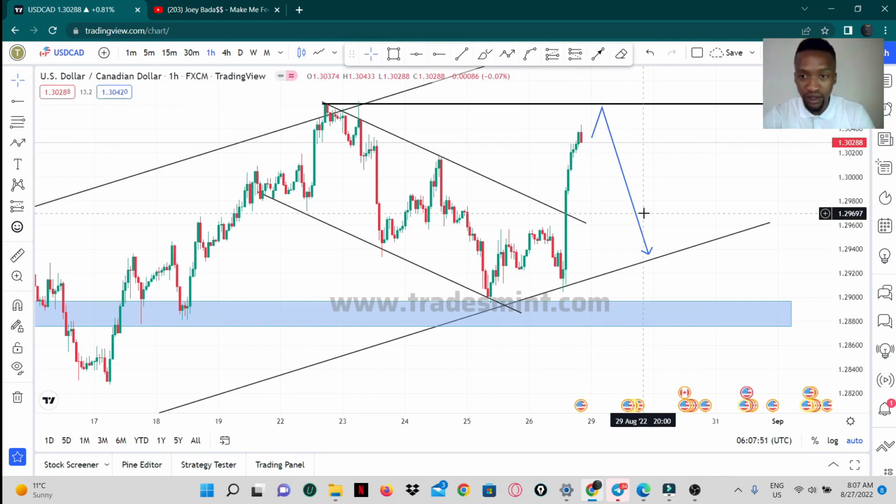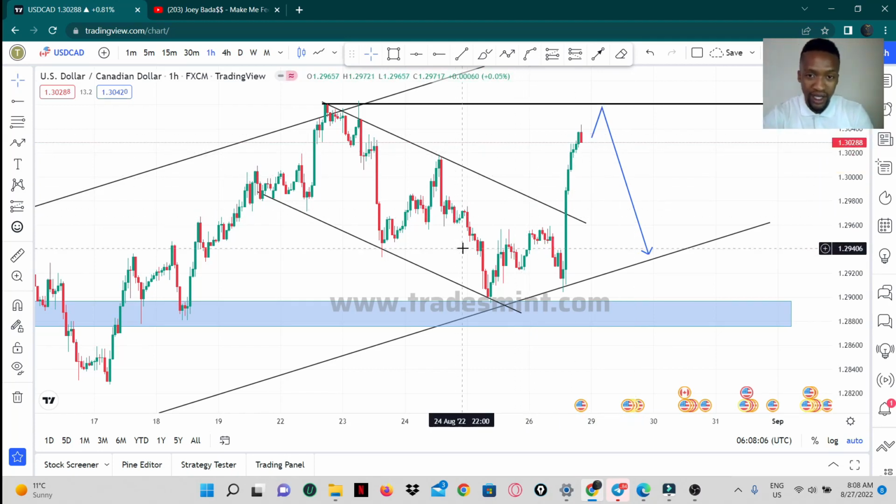We're looking for reversals. Hence why I'm saying we are looking for short-term buys on the USD CAD. We're looking to go long-term sells on the USD CAD. And that is how we basically use the trend strategies, guys.